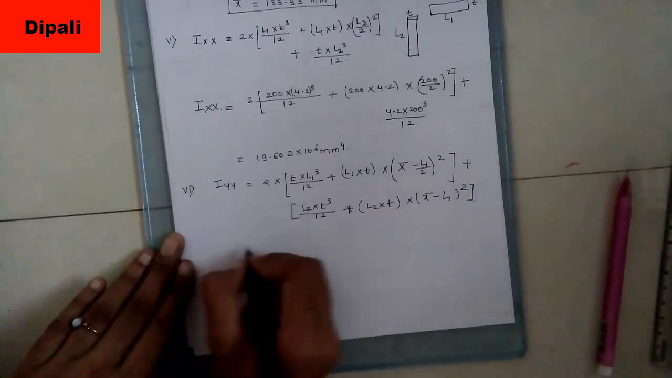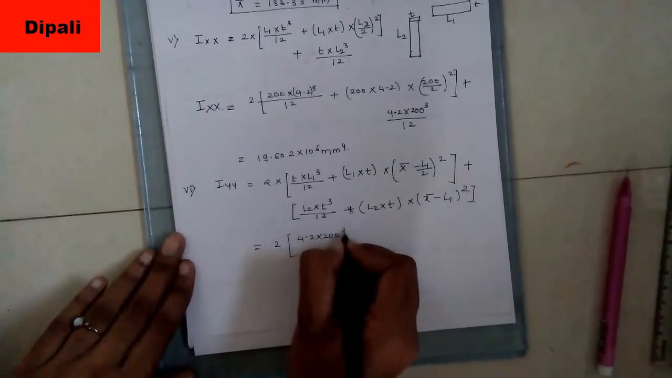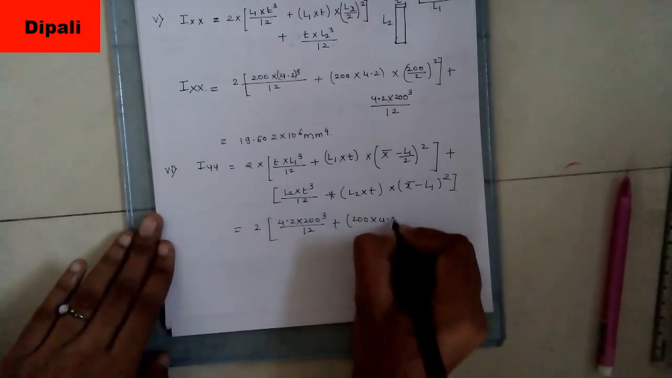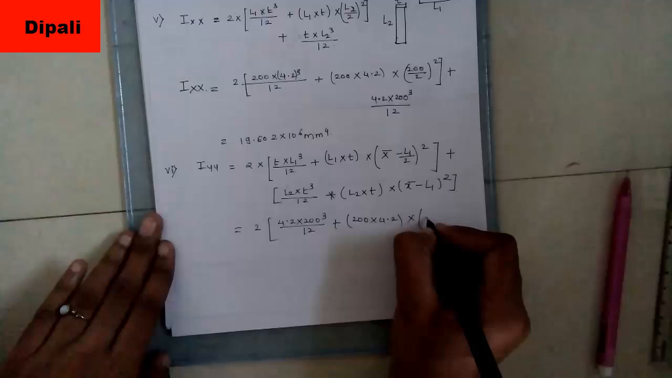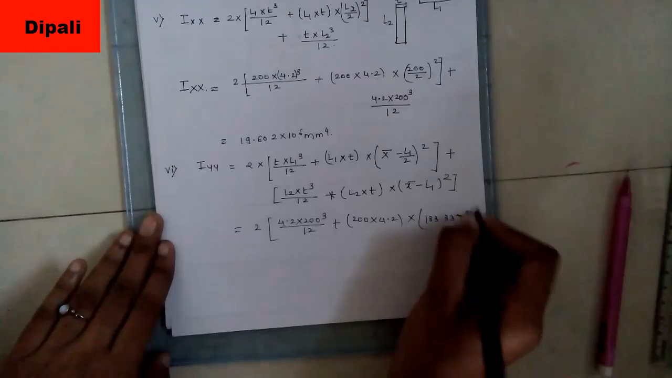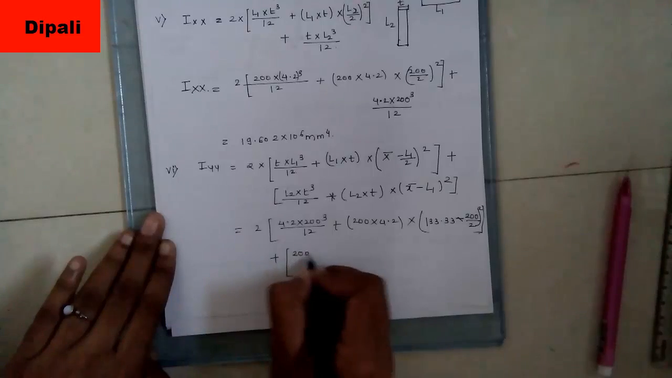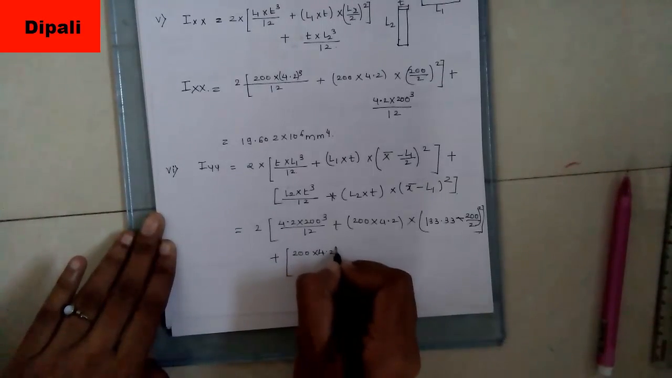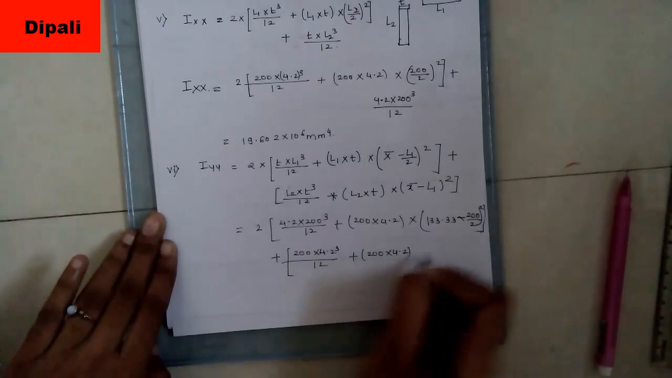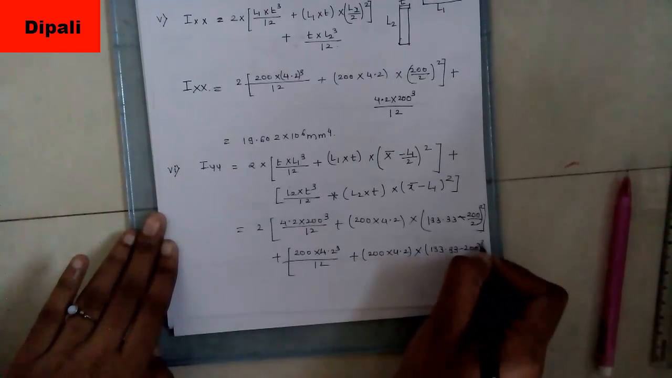square. Okay, after putting this value, that is 2 into 4.2 into 200 cube upon 12 plus 200 into 4.2 into x bar, which is 133.33 minus 200 by 2 whole square, plus L2 is 200 into 4.2 cube upon 12 plus 200 into 4.2 into (133.33 minus 200) whole square.